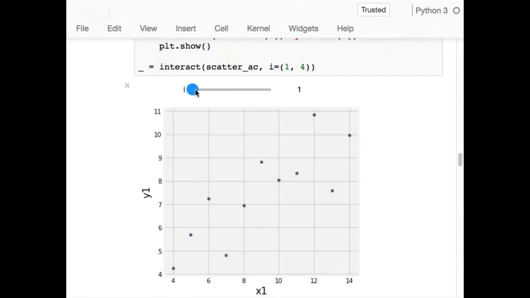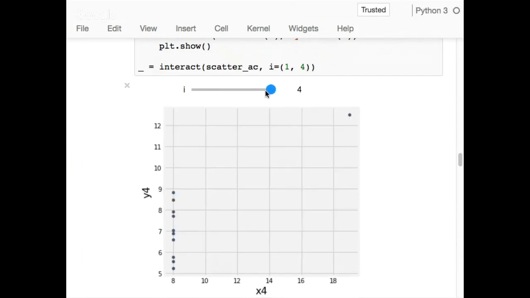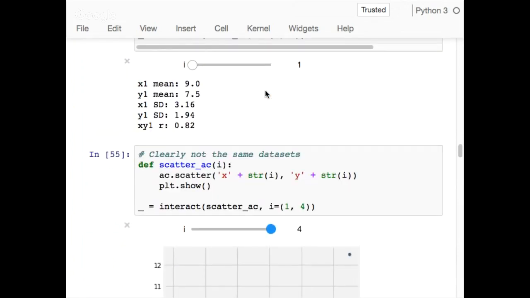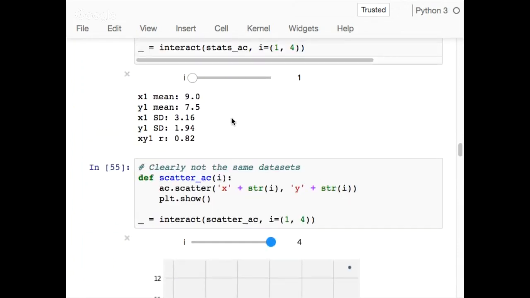Very different relationships between x and y, but they all can manage to have the same mean on the x, same mean on the y, same standard deviation on the x, same standard deviation on the y, and the same correlation. So you do have to be careful with these things. Always plot first. That's pretty much the rule of thumb.